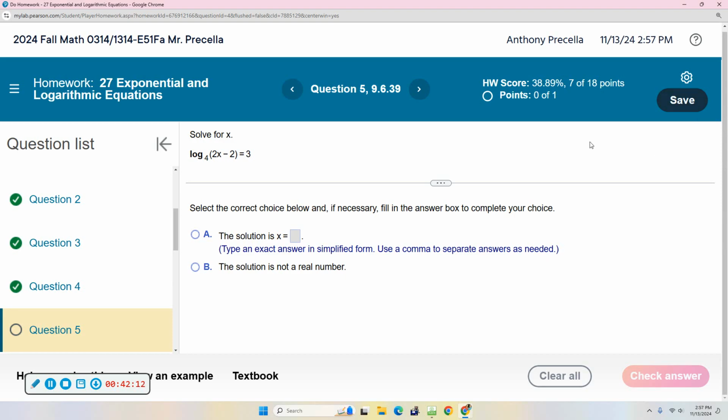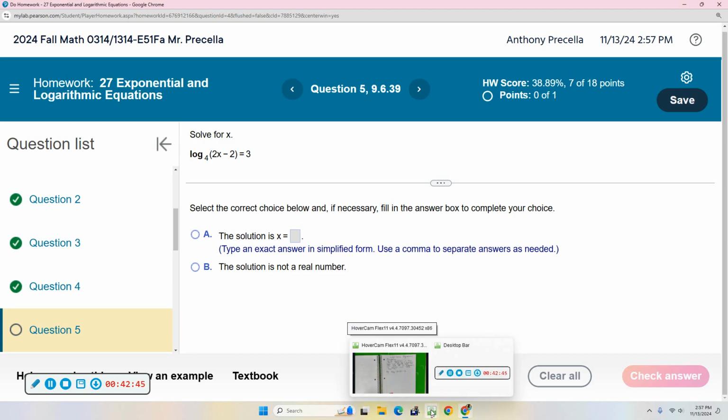Log base 4 of 2x minus 2 is equal to 3. Notice they're not telling us how to round the answer, because for logarithmic equations you should be able to get exact values. You won't be rounding to get your final answer. So that gives you a hint when you go to punch things into the calculator. If it doesn't tell you how to round, that's saying you do not use your calculator to get a decimal equivalent. You should be able to get an exact answer without using a calculator.